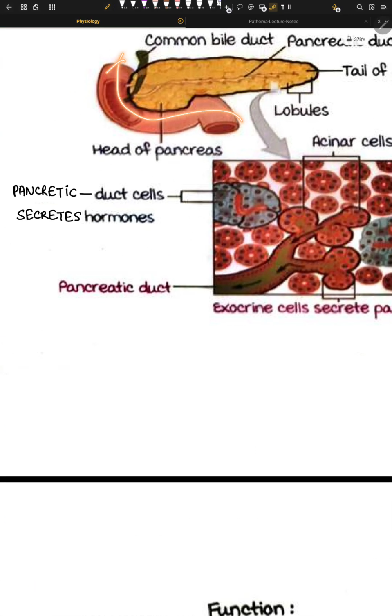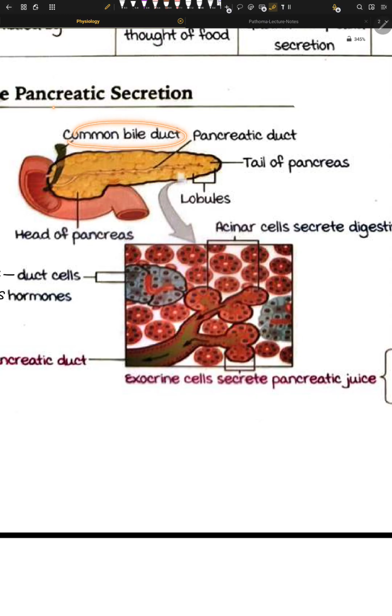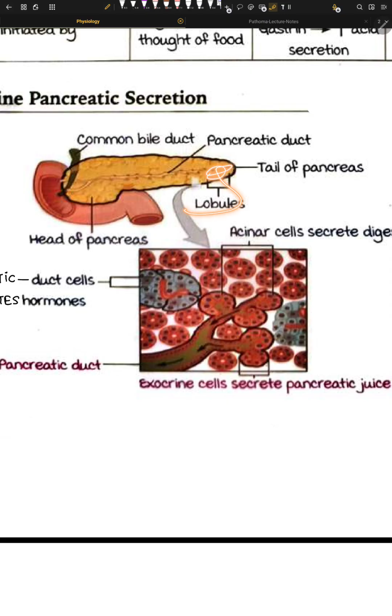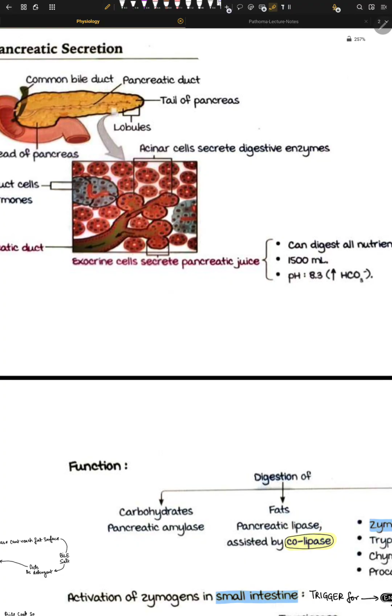We have this small intestine, this duodenum, and this is the pancreas. We have the common bile duct coming right here, and the pancreatic duct. Hormones released inside the duct are exocrine. At the tail of the pancreas are the beta cells. And this is the lobule. These lobules have acinar cells that secrete digestive enzymes like trypsinogen and so on. They produce a lot of enzymes that can break down amino acids. So that's the concept of the pancreas right here.